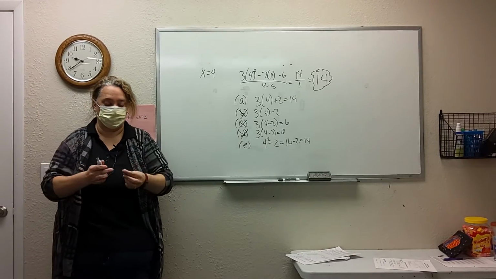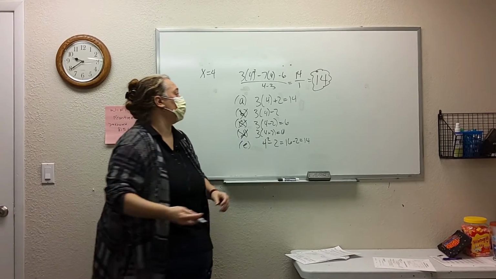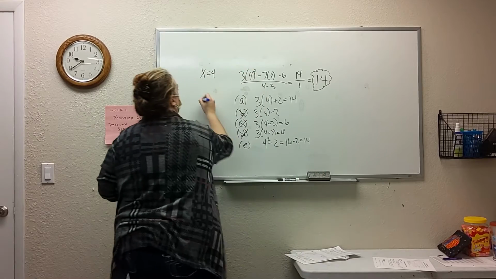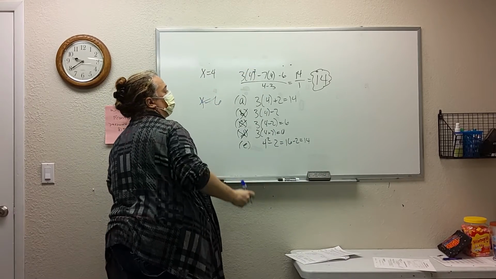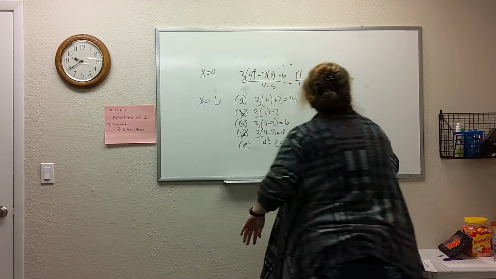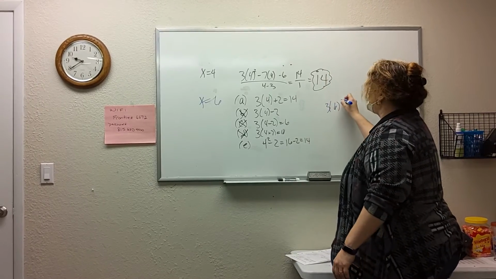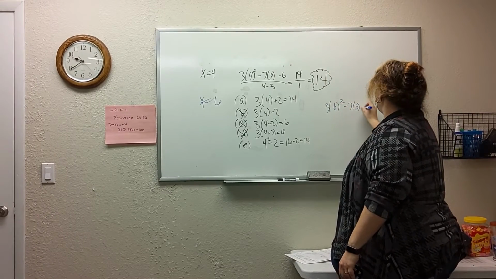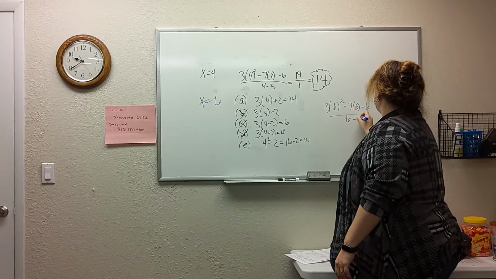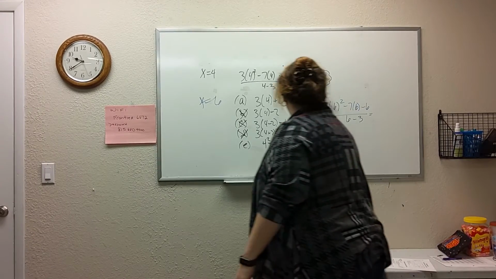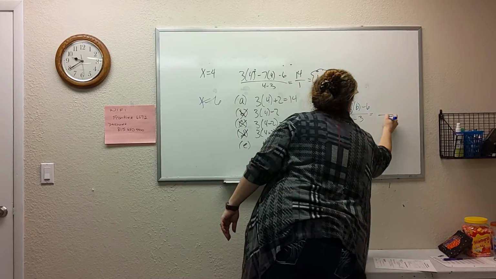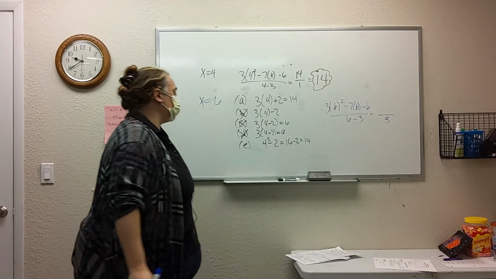What other number you guys want? 6. Okay. All right, so now x is equal to 6. Plug in 6. So 3 times 6 squared minus 7 times 6 minus 6 over 6 minus 3. All right, so obviously the bottom's going to be 3. Somebody run that through the calculator. Tell me what you get.